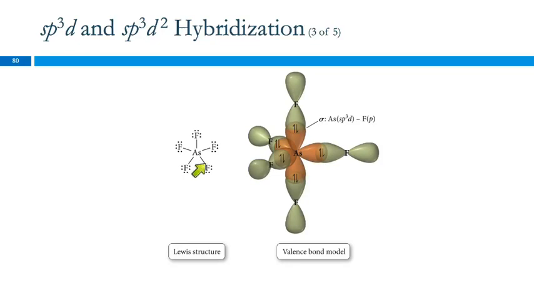Here's an example. Here's the Lewis structure for arsenic pentafluoride. We've got the arsenic and we draw the Lewis structure just the regular way, and then we look at the arsenic and we ask ourselves, well, how many electron groups? 5. 1, 2, 3, 4, 5. So sp3d, so that's 5, right?